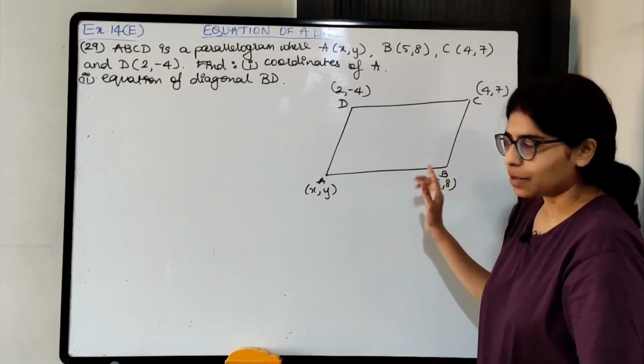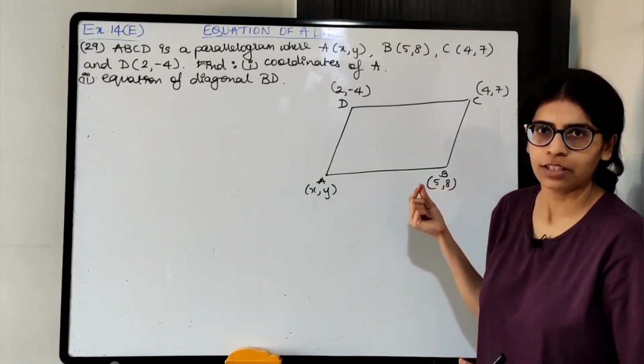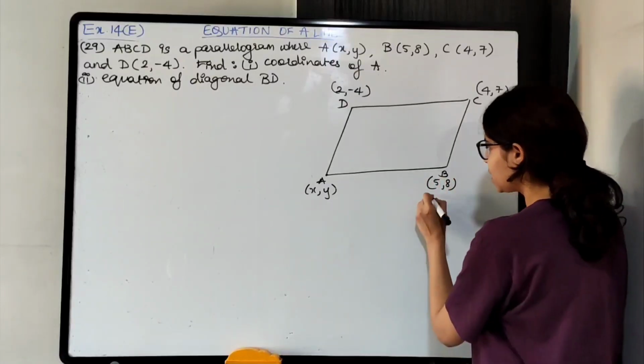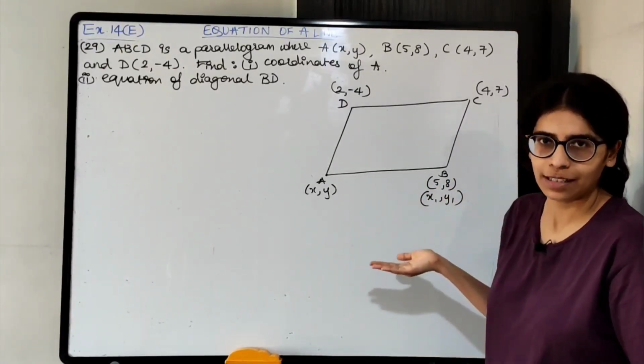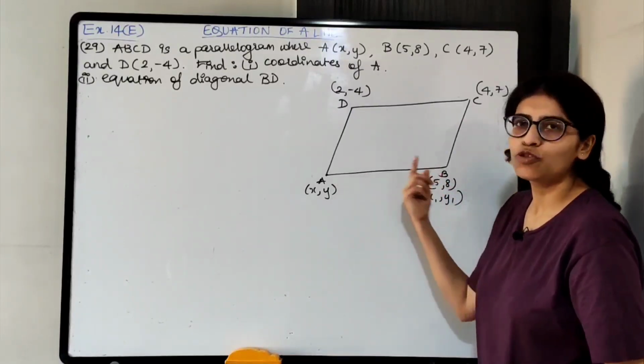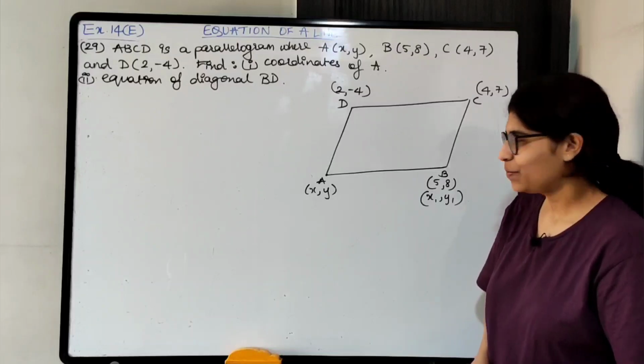AB पहले देखते हैं. AB के लिए I have B का coordinates. I need 1 point का coordinates to find the equation, right? I need x1, y1. What else do I need? I need slope of the line. So AB का slope मुझे पता होना चाहिए. How will I find slope of AB?